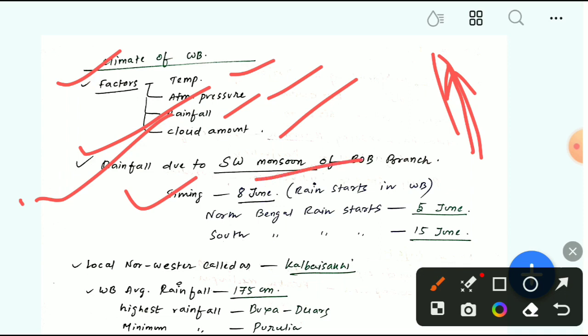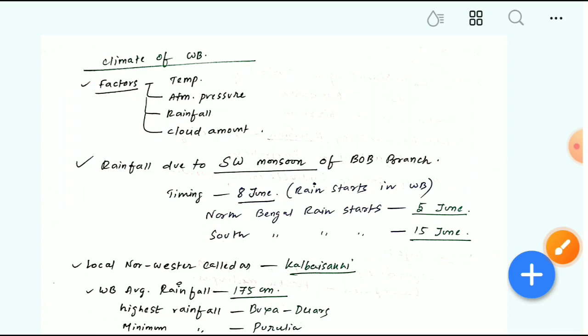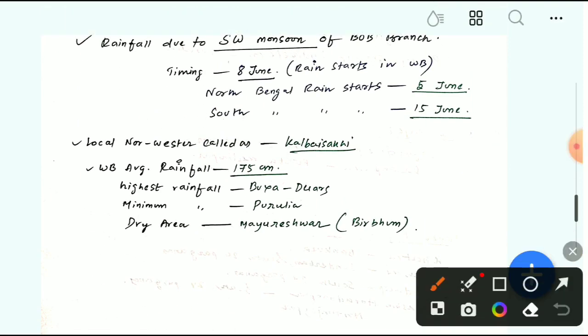Timing is 8 June. It starts here on 8 June. In North Bengal rain starts on 5th June, which means it is early. Next is South Bengal, where rain starts on 15th June. Local northwester is called Kalbaishagi.